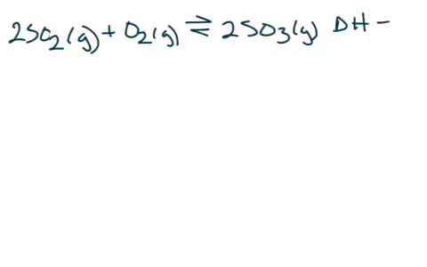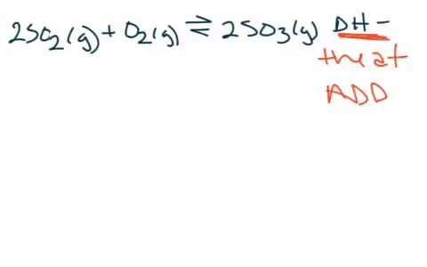So if we were looking at this reaction and you were told the temperature is being raised in the chamber, this is an exothermic reaction, which I know because of the negative sign, so that means heat is a product. So if we are adding heat because we're increasing the temperature, we need to shift away from too much heat, so that means we would move to the left.